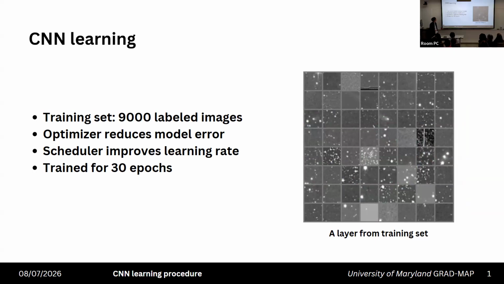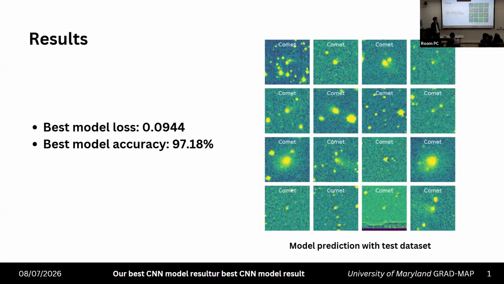We go into our CNN. Our CNN has features like an optimizer to reduce model error, and then we have a scheduler to improve the learning rate. And we train, we run 30 epochs, where 1 epoch equals 1 time that our CNN sees every image in our training data set. And after 30 epochs, we take the best model that we have, and this is our result.